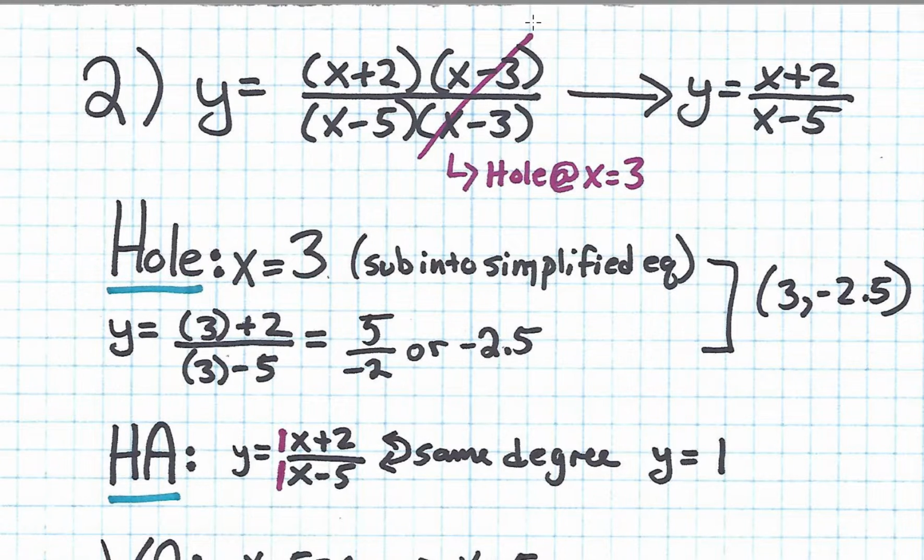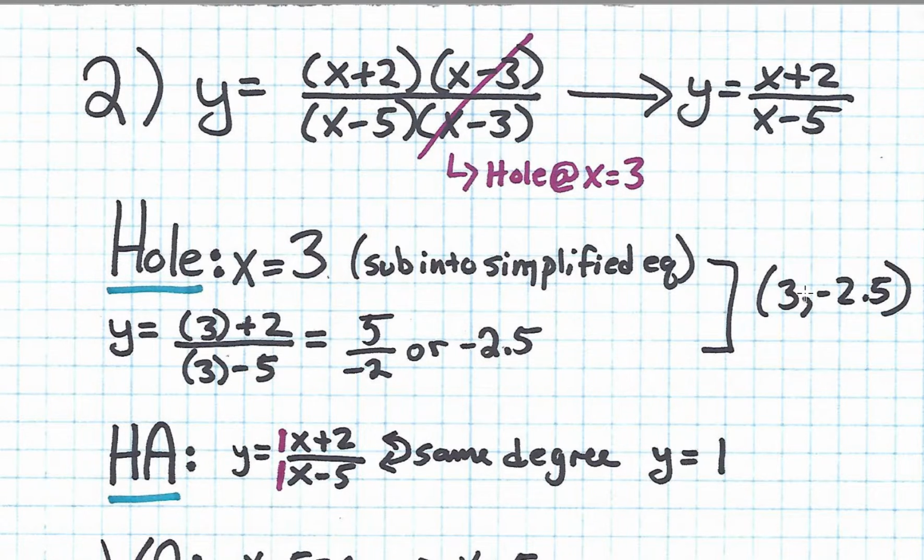And what I recommend is canceling that out and rewriting the equation so you can use this more simplified version of the equation, x plus 2 over x minus 5, throughout the rest of the process. Now to find the rest of the hole, the y value, we're going to substitute x equals 3 into this simplified version of the equation. So 3 plus 2 on the numerator, 3 minus 5 on the denominator. And we get 5 over negative 2, or negative 2.5. So there's going to be a hole in your graph at 3, negative 2.5.